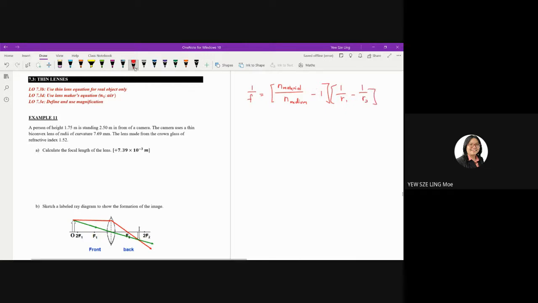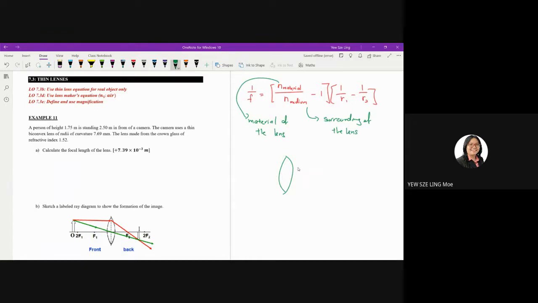What does it mean by material and medium? Material is the material of the lens. Then what is N medium? N medium refers to the medium at the surroundings of the lens. Usually we conduct the experiments in a room. If it is in a room, then the surrounding of the lens is air, the outer layer, you do the experiment in the air.